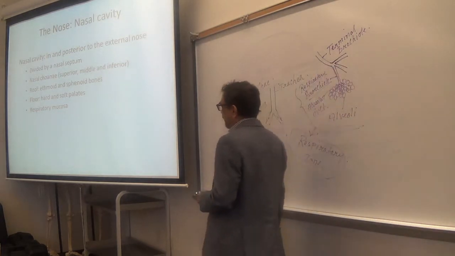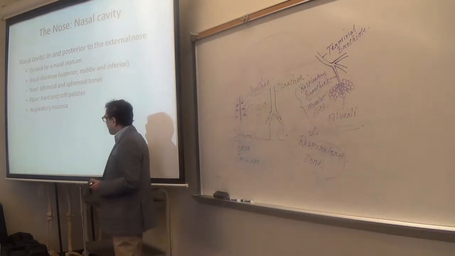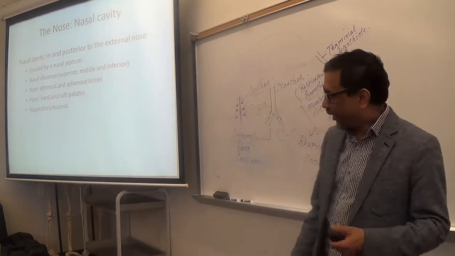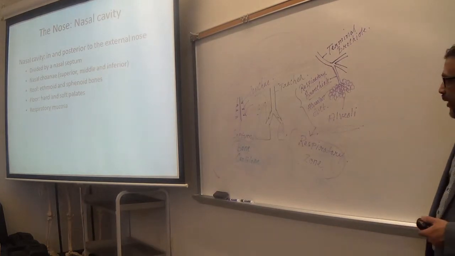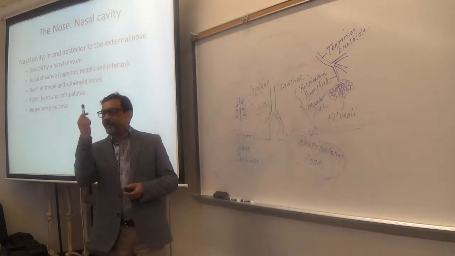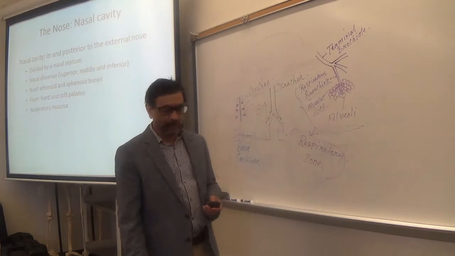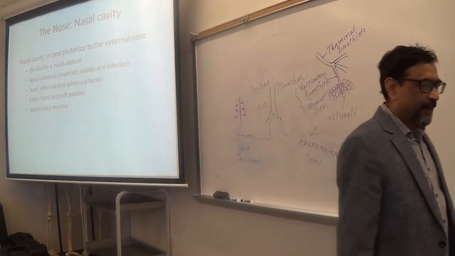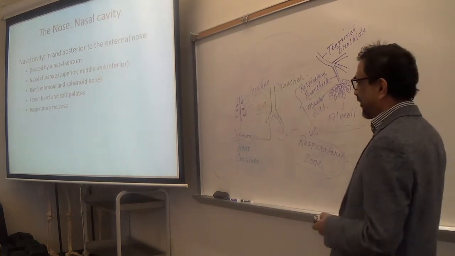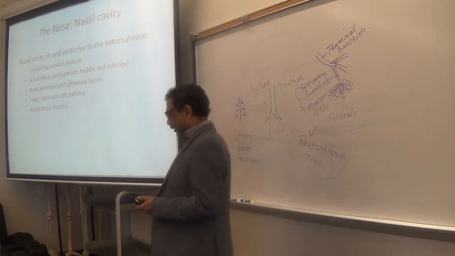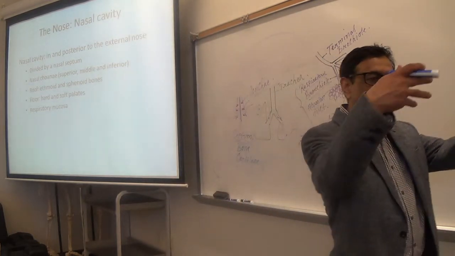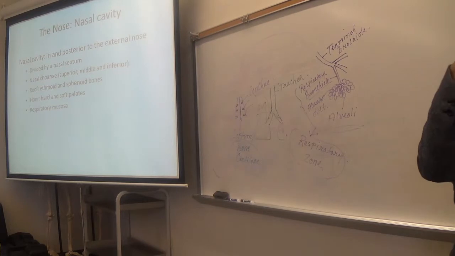And palate has 2 parts again. Hard part is the bony part and soft part is the muscular part. Okay? That's why hard and soft. Bone and muscle. Then the inner lining is called respiratory mucosa. And in respiratory mucosa, you have a lot of sensory nerve endings and capillaries. In respiratory mucosa, you have plenty of nerve endings, sensory nerves, and capillaries.